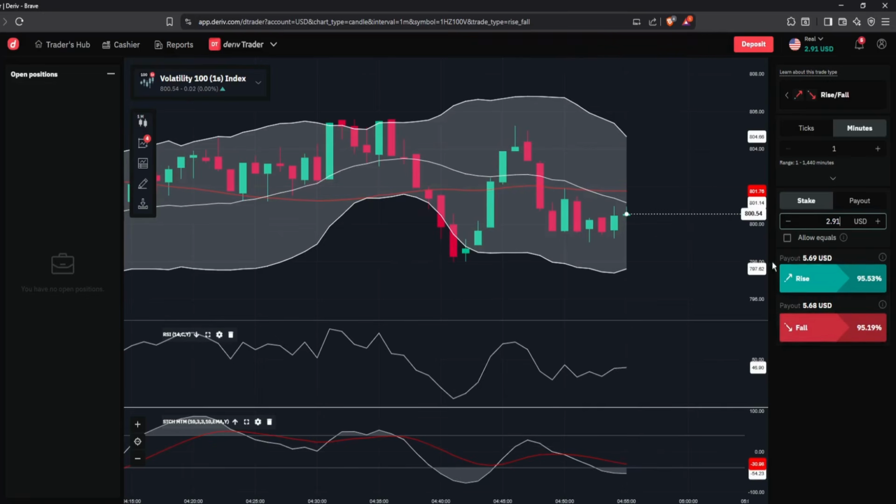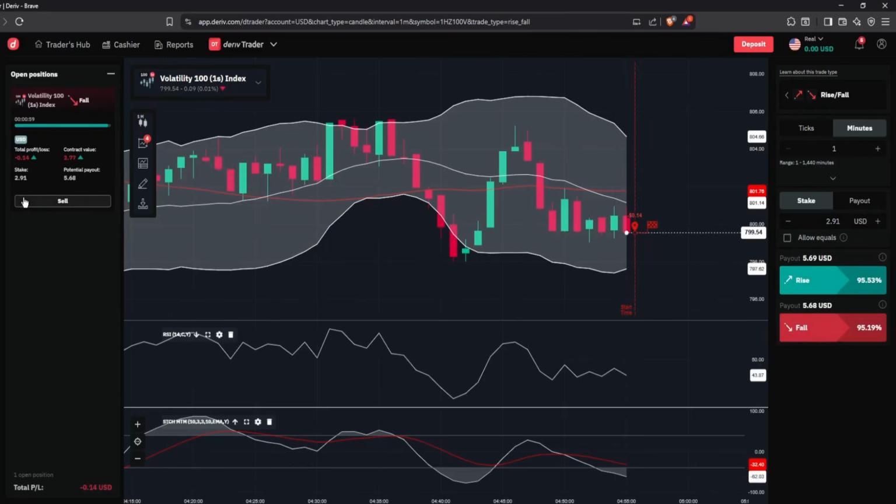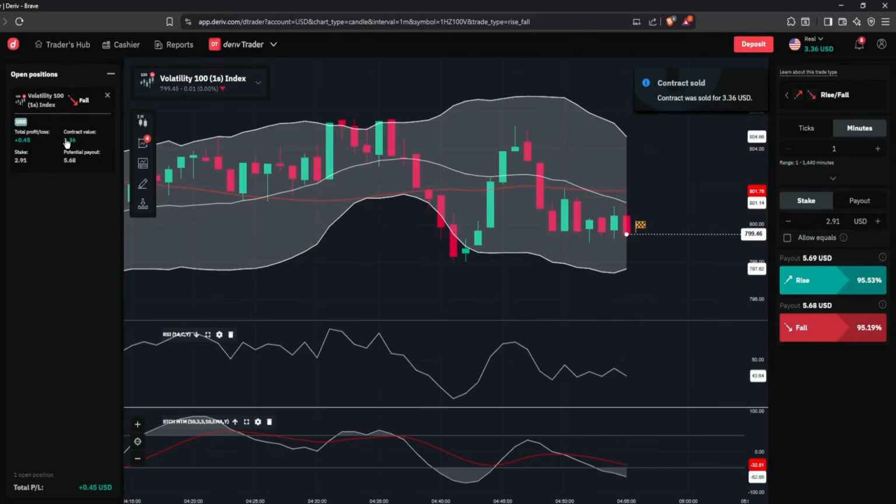Okay, as you can see right now, the market was moving up. So let us see if it will move down or it will continue moving up. Okay, so you have to be very patient and very clever with it. So as you can see, the market is starting to move down. It's moving down. So let's wait and see. Let us wait. So we'll put there. We close. Again, a 0.45 profit.